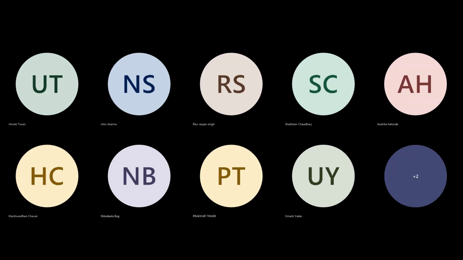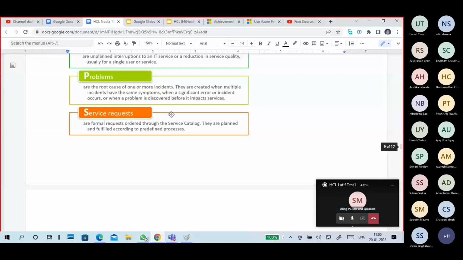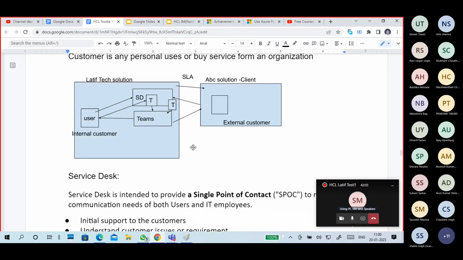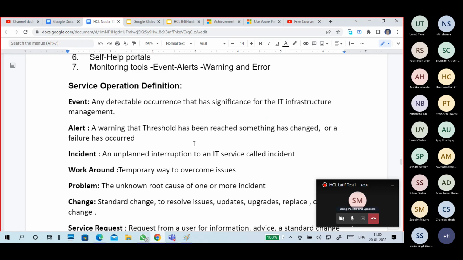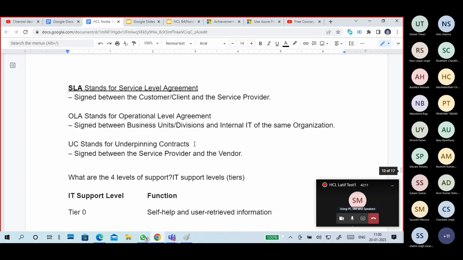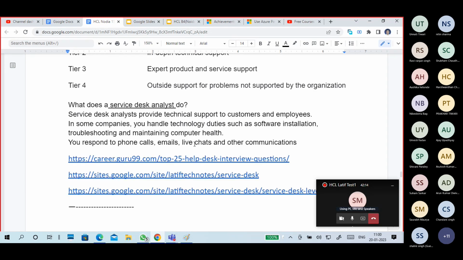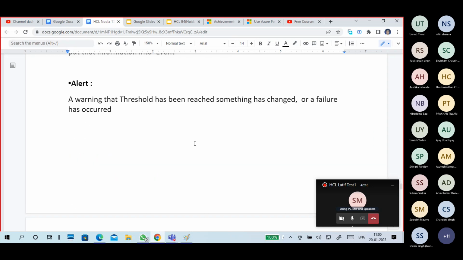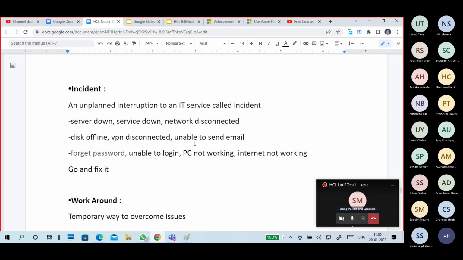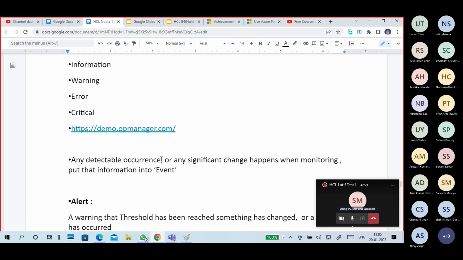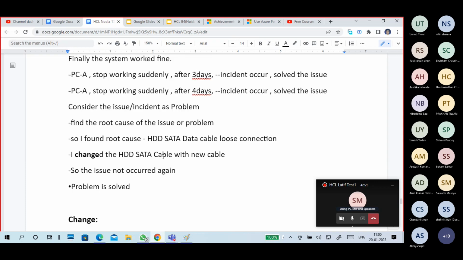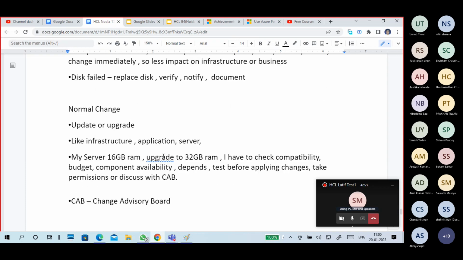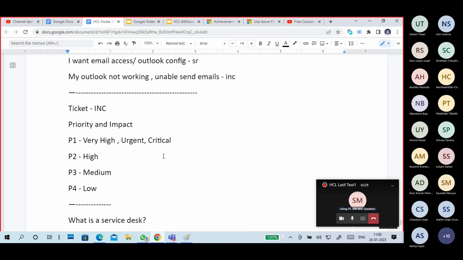What is incident, what is problem, what is service request, what is the type of customers, what is service desk, what does a service desk person do, what is SLA, what are the types of tickets, levels of service desk, and of course explanation about events, alerts, different events from the OpManager, alerts we can see, incidents, problems, and change management, and a service request we discussed, right?